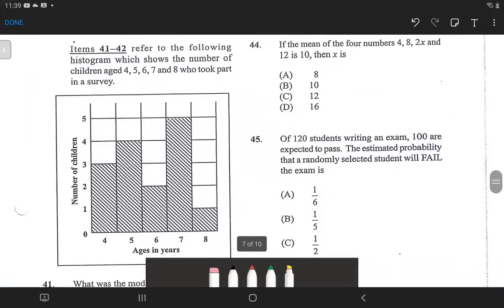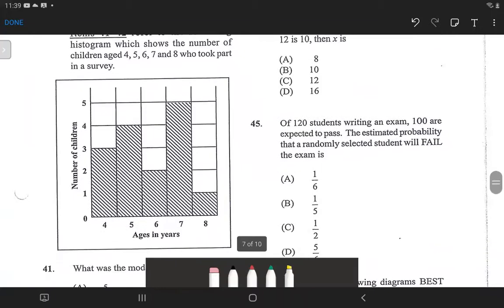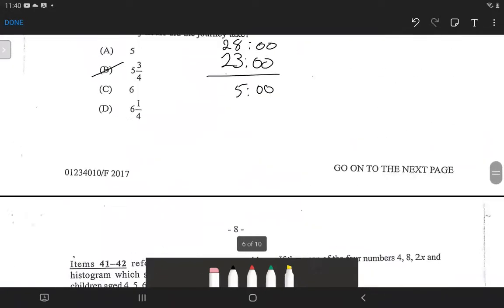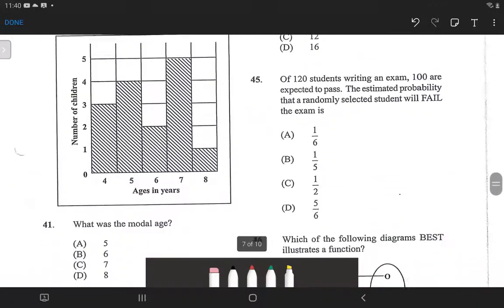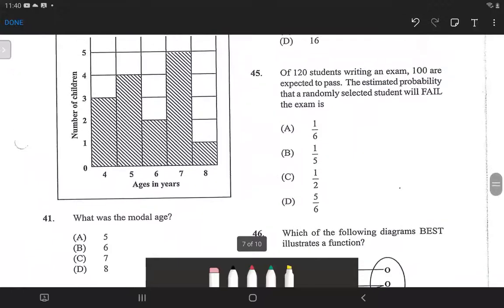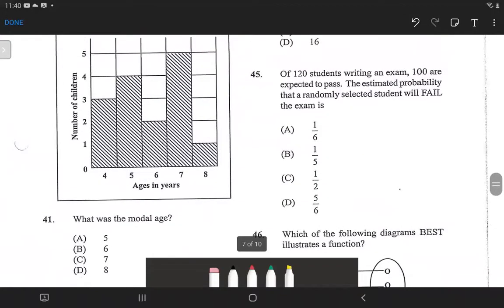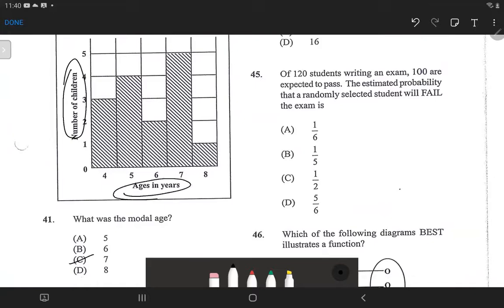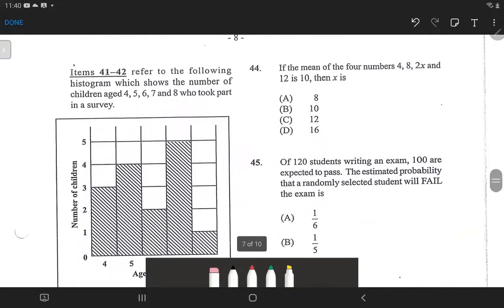Items 41 to 42 refer to the following histogram, which shows the number of children age 4, 5, 6, 7, and 8 who took part in a survey. Let's double check. Okay, good. What was the modal age? Now we look at the age that occurred the most. That happens to be age 7, because this tells us the number of children that participated, and this tells us their ages. Okay, let's see this one.